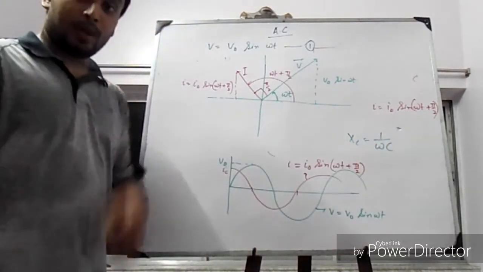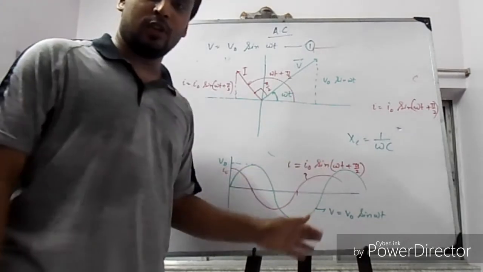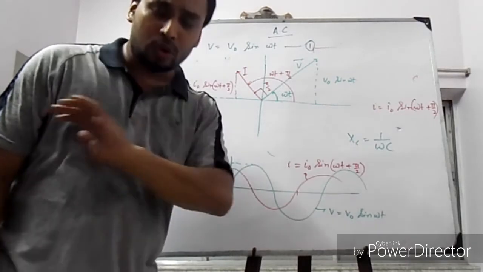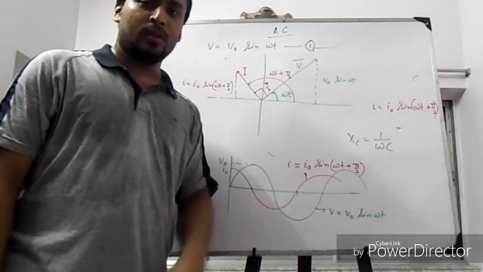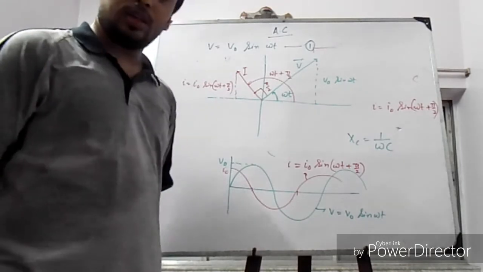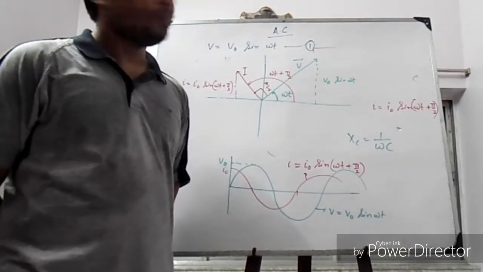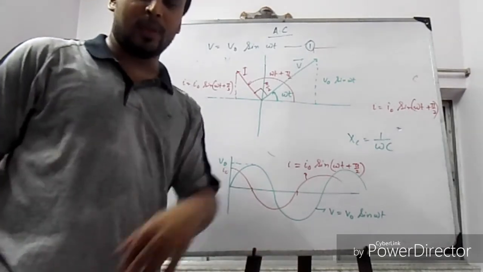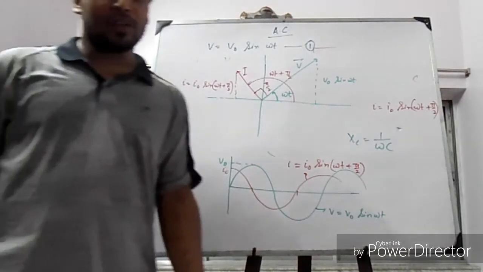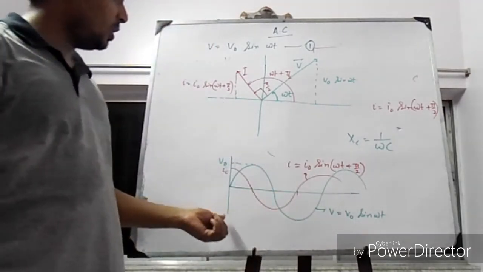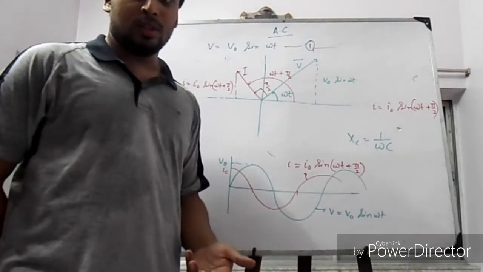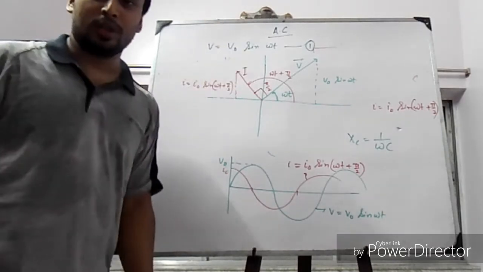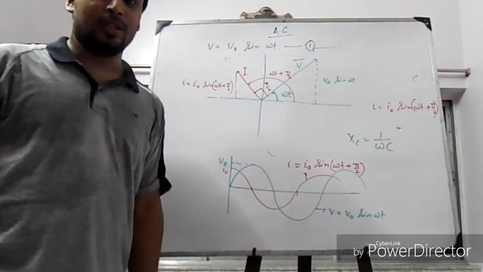And what about the phase relationship? What is the phase difference between the voltage and current? In a resistive circuit, there is no phase difference between the voltage and current. In an inductive circuit, the current was lagging behind the voltage by a phase angle pi by 2. In case of a capacitive circuit, current is leading the voltage by a phase angle pi by 2. And that's all about the three different components, that is L, C and R.